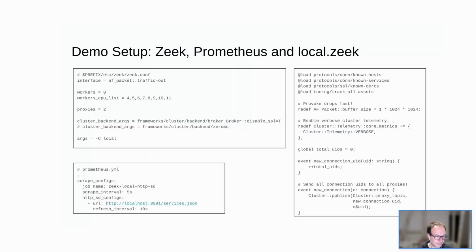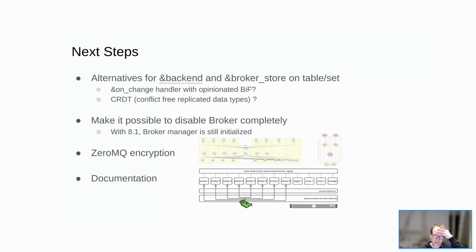Last slide I have is some next steps. So with the ZeroMQ backend, we have deprecated the table attributes backend and broker store because they were very broker specific. And we are thinking currently about other ways how to replace them rather than having a table synchronization implementation within cluster backends. So maybe you can do something more on a higher level where then cluster backends are just used to synchronize data structures. But it's not very ready to talk about yet.